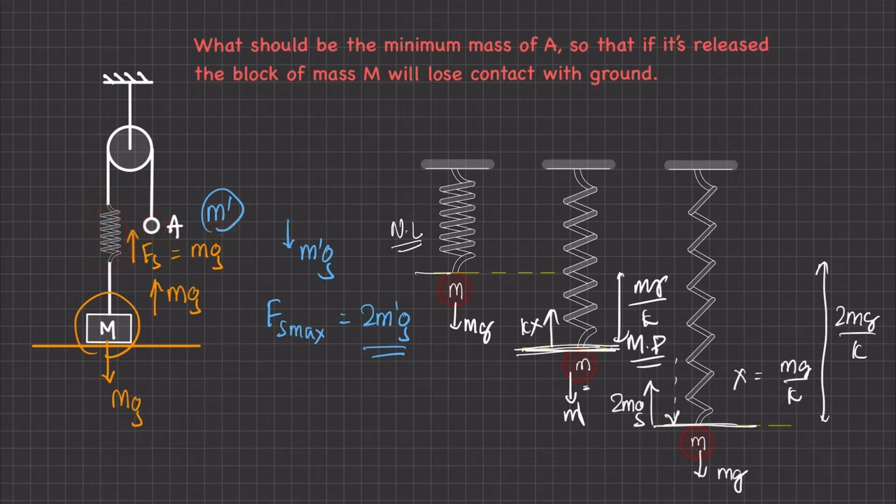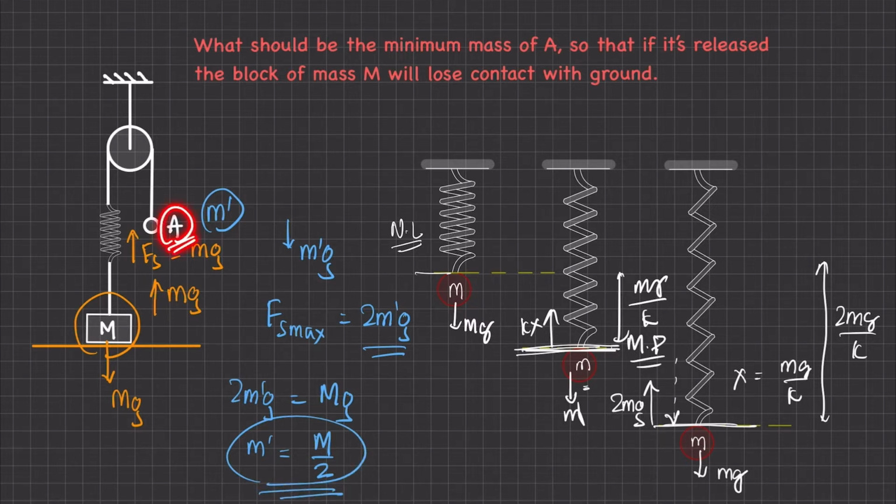Now let's equate this. So 2 m dash g can balance our mg, right? So m dash equals m by 2. This is our answer. The minimum mass of this block which can lift the mass m is m by 2. This is our answer for the problem.